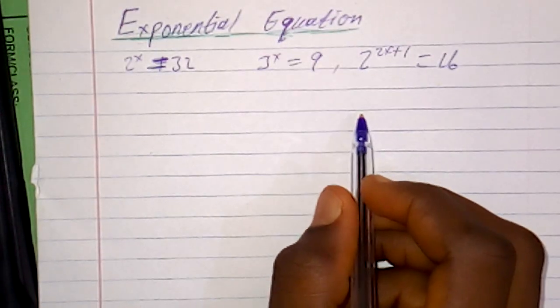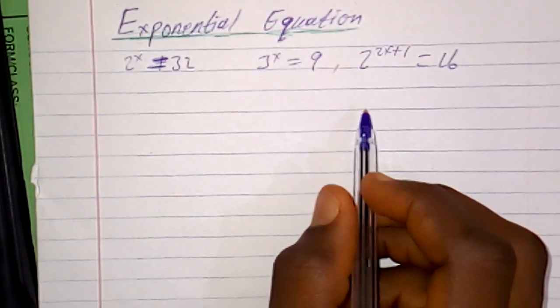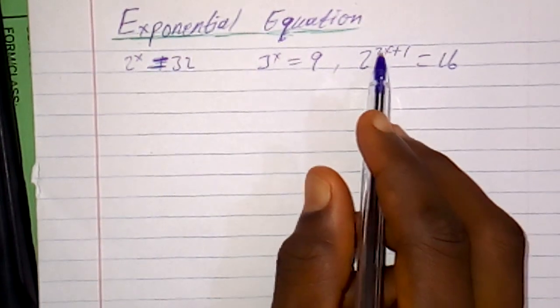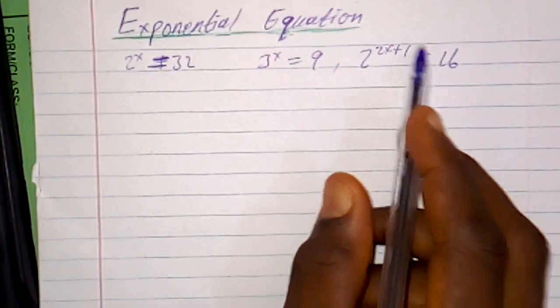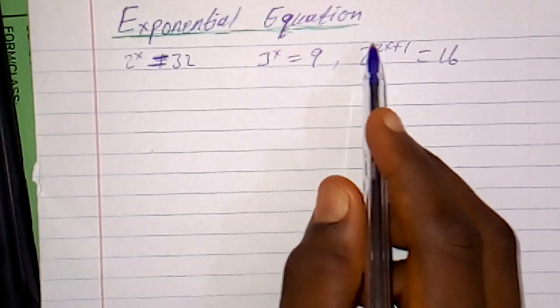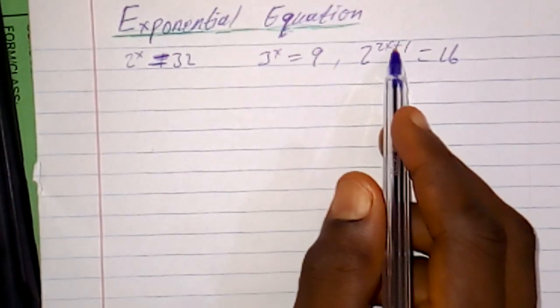Good. Now that you know how to identify an exponential equation, as I said earlier, exponent means power, and power means index. So I'll be using power instead of exponent.